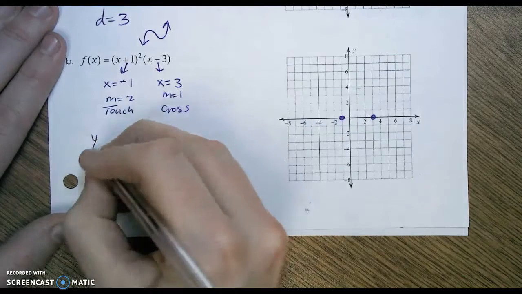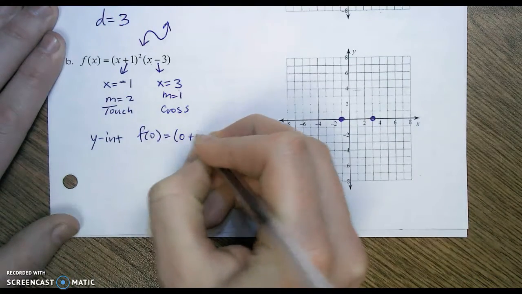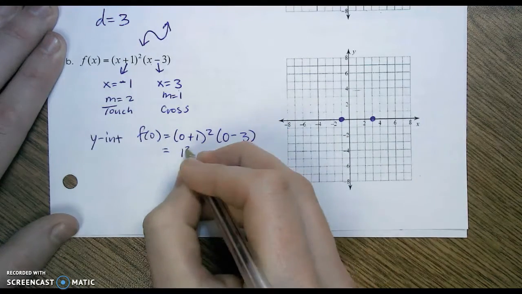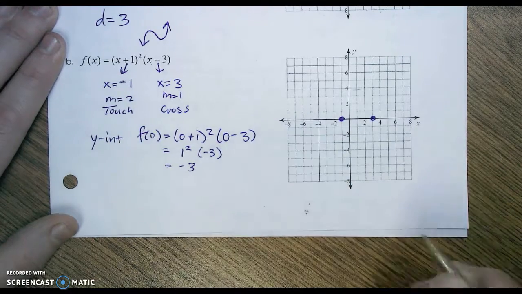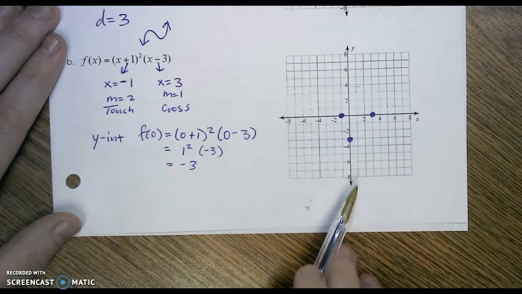Then let's find our y-intercept. We need to plug in 0 for that. And so here I'm going to get 1 squared times negative 3, so negative 3. So at 0, I'm going to go down 3, plot the y-intercept.